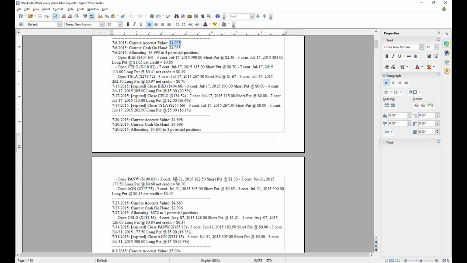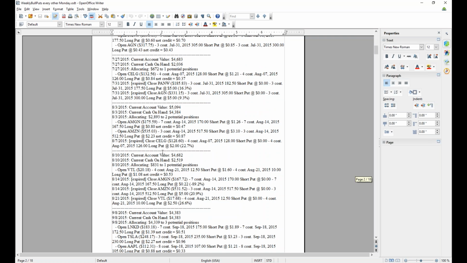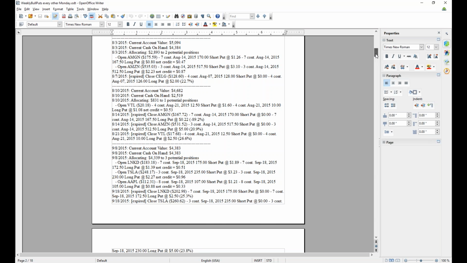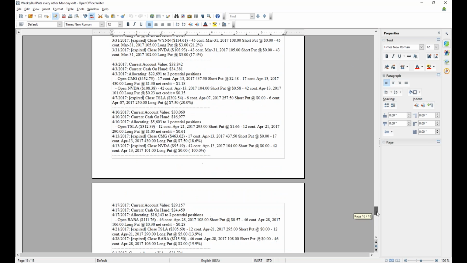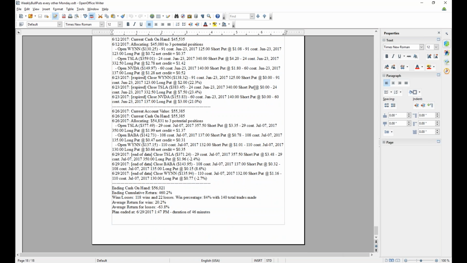Okay, but I make some back, and what it's showing me is each iteration of finding new positions on Monday that were 14 days out in time for my weekly bull puts, and at the end result, I don't know if you guys can see this if it's too small, but the end result, this cash on hand was $56,021, 460% return, 118 wins and 22 losses, 84% win ratio.